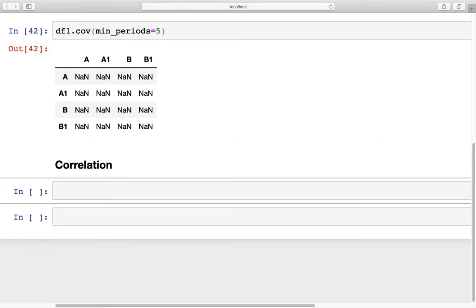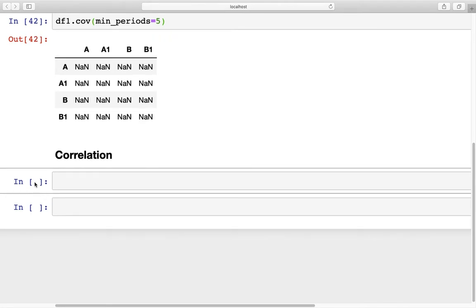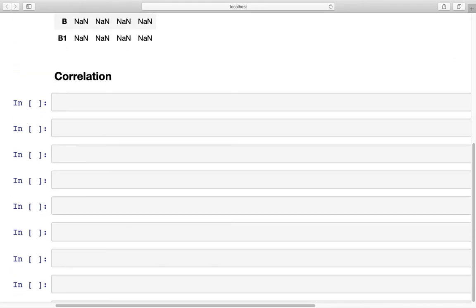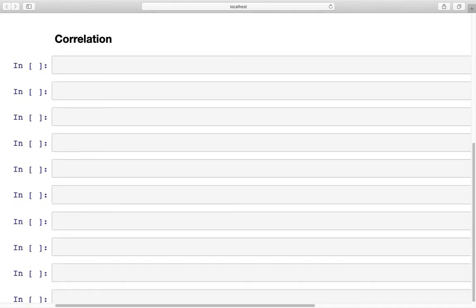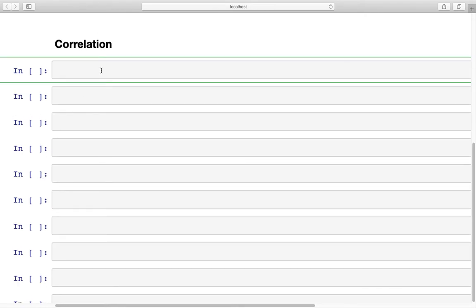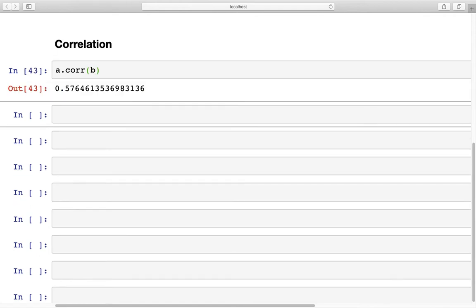And if you remember from the videos on descriptive statistics, there are 3 types of correlation that we had discussed there: Pearson's, Spearman, and Kendall. And we can use all those 3 methods in this particular command. The simplest one we can use is the default one, that is df.corr.